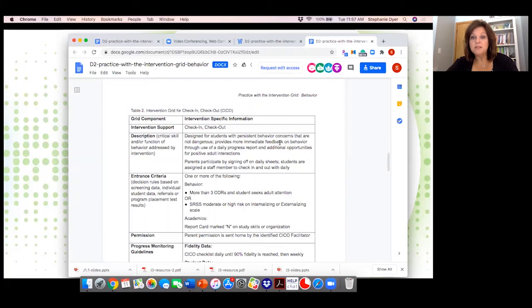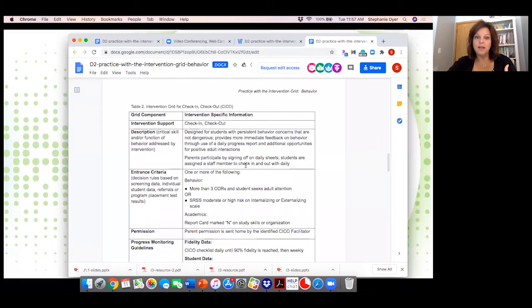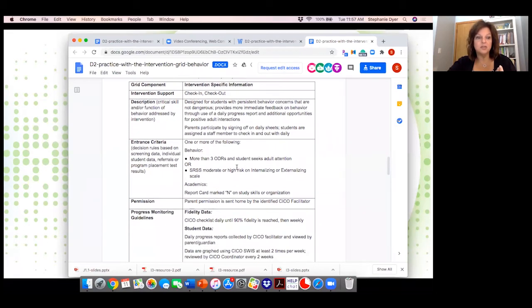It provides more immediate feedback on behavior through use of the daily progress report and opportunities for positive adult interaction. We have parents participating. Students are assigned a staff member to check in and out with daily. So that's feeling like that might be a good fit for her by the description, but let's look at the entrance criteria.